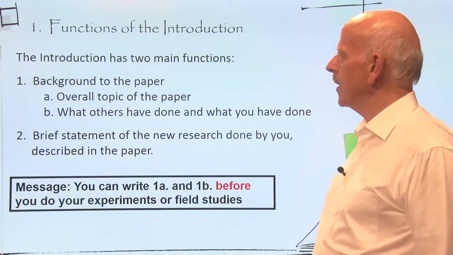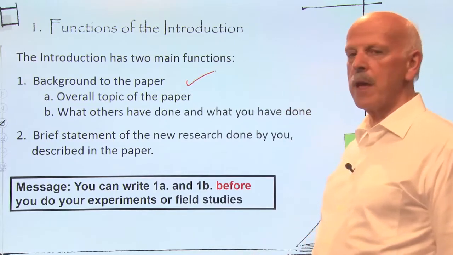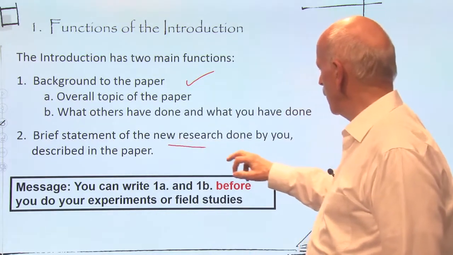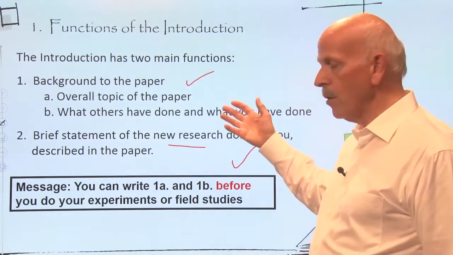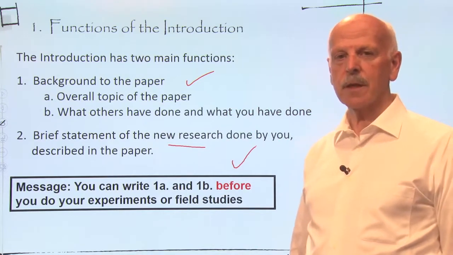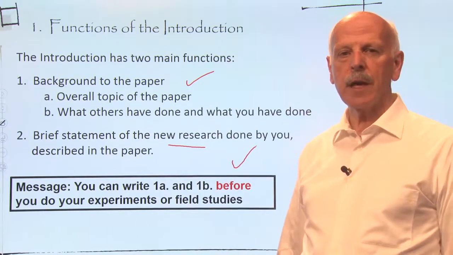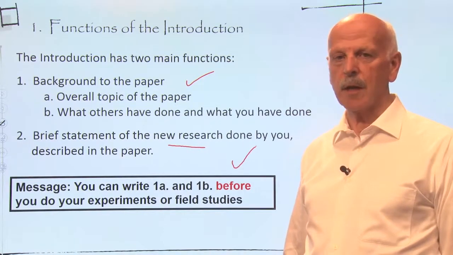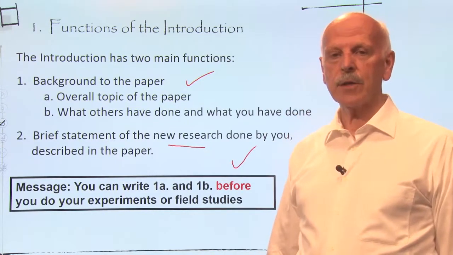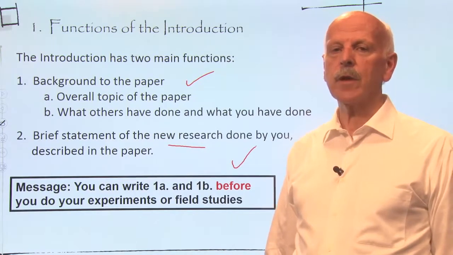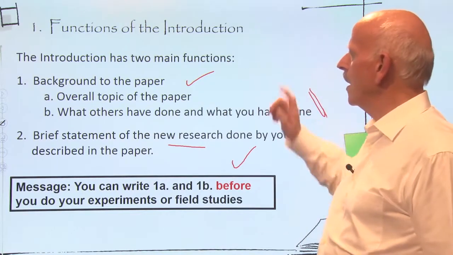So here are the functions of the introduction. The introduction has two main functions: background to the paper and new research done by you. The background to the paper includes the overall topic of the paper, the main emphasis that I've been stressing all along, and what others have done, because there may well be other people in the same field as you who've written a number of papers on the same subject, and what you have done in the past. That also could be a series of papers that you've written, and now here you have the new research. So these are aspects of background.